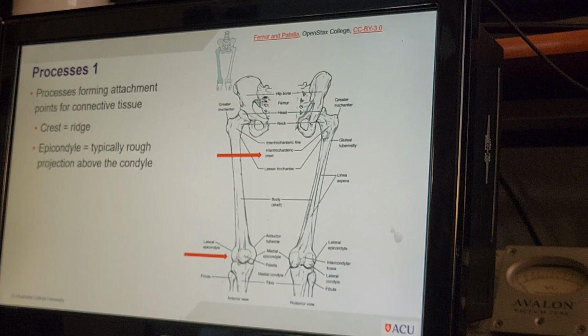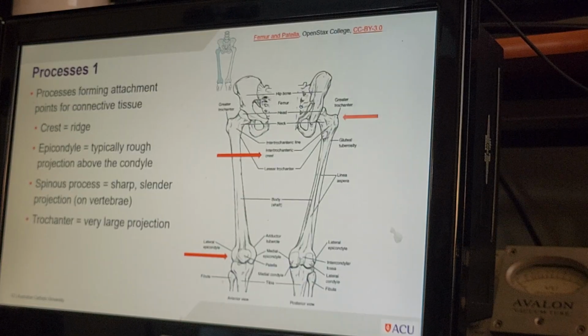We can see on the other side where we see the medial condyle and the lateral condyle shown. We'll have a look at those in the next slide. Here we're looking at the places where we can have attachment points of connective tissue. We don't have an example of a spinous process here in the femur and patella, but we do find them on vertebrae, and they allow attachment of muscles to the vertebra.